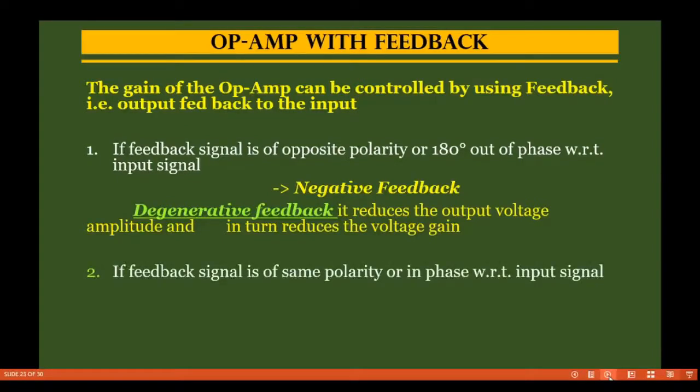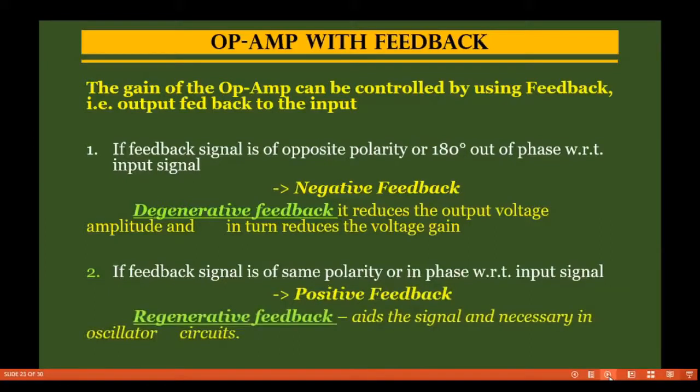If the feedback signal is of the same polarity, or in phase with respect to the input signal, then this is termed positive feedback, and this is a type of regenerative feedback. That means this aids the signal and is necessary in oscillator circuits. For making an oscillator circuit, we require positive feedback, and for making an amplifier, a voltage gain amplifier, we need a negative feedback circuit.